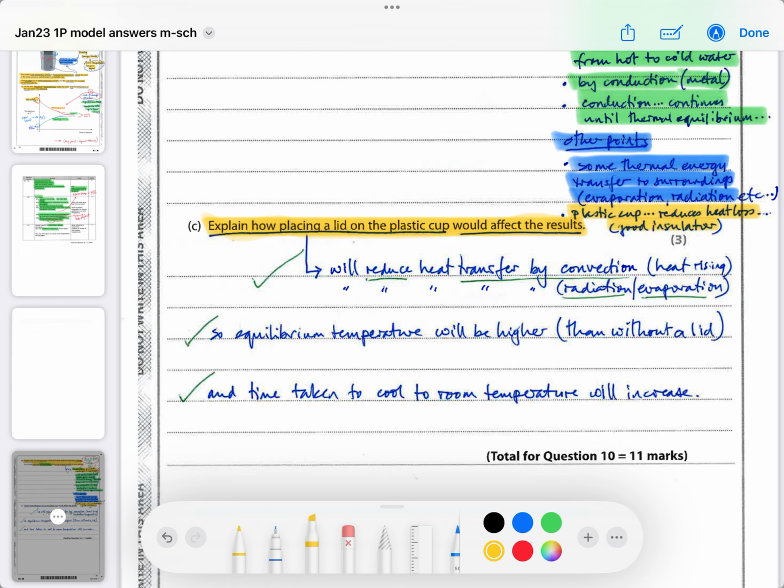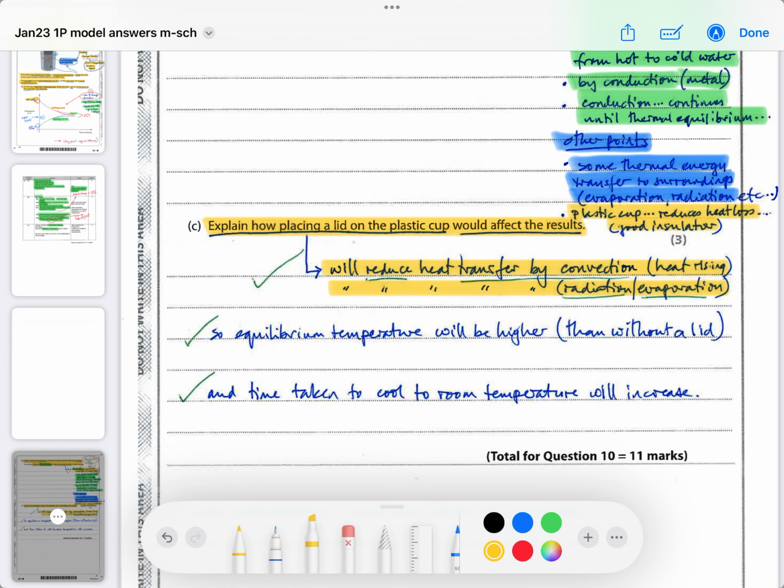Well, we just said a lid, especially if it was plastic, would be a good insulator, and if it was airtight, it will reduce heat transfer by convection. So if you have a tight lid, it will reduce the heat transfer by convection, which will stop heat rising out of the container. So basically, you're trapping the air inside, so it maintains the heat for longer. Yeah, it will also reduce the heat transfer by radiation or evaporation. So the lid's there, obviously, it will still be able to evaporate, but it's going to hit the lid and then condense back.